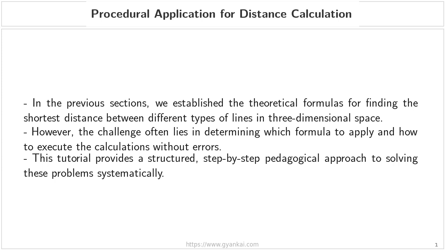That is why today's tutorial is designed differently. Instead of just looking at formulas, I am going to provide you with a structured, step-by-step pedagogical approach. My goal is to teach you how to approach these problems systematically, so you can move from reading a problem to finding the correct solution with confidence and precision.